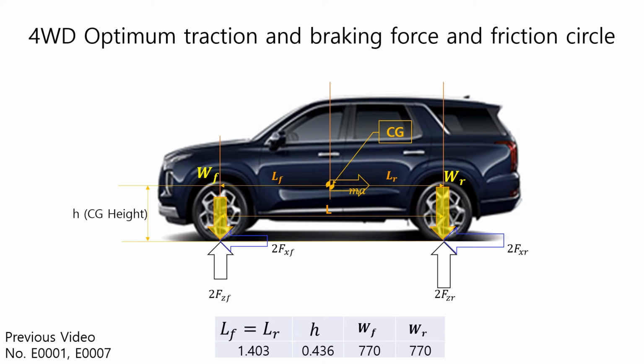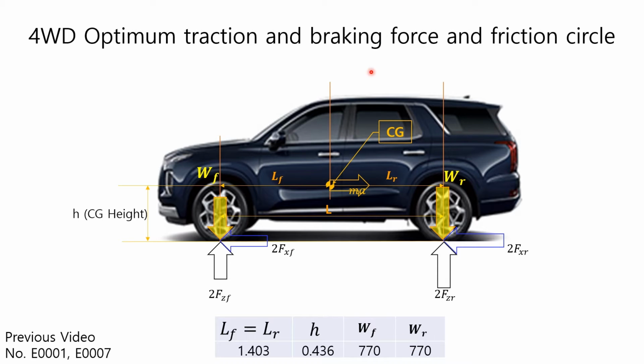In order to find out the friction circle corresponding to the optimum traction and braking force distribution of a 4WD vehicle, we will use the vehicle specifications listed here. These are the same specifications as in the last video, numbers H0001 and H0007. The length LF from the center of gravity to the front wheel and the length LR to the rear wheel are the same, 1.403 m. The height of the center of gravity is 0.436 m, and the weight on the front and rear wheels is the same at 770 kg force.